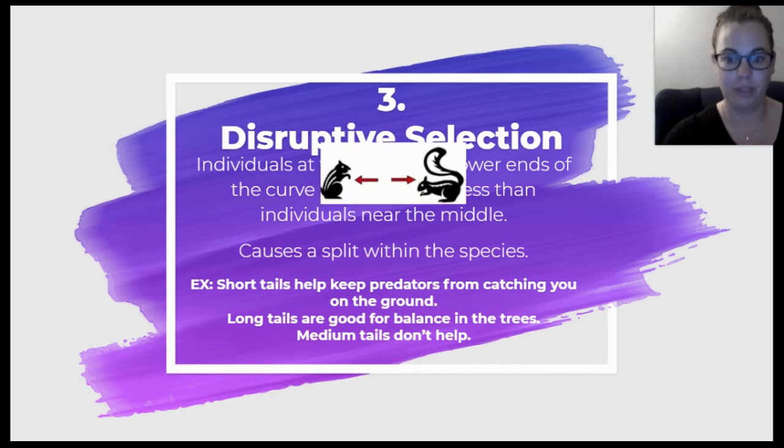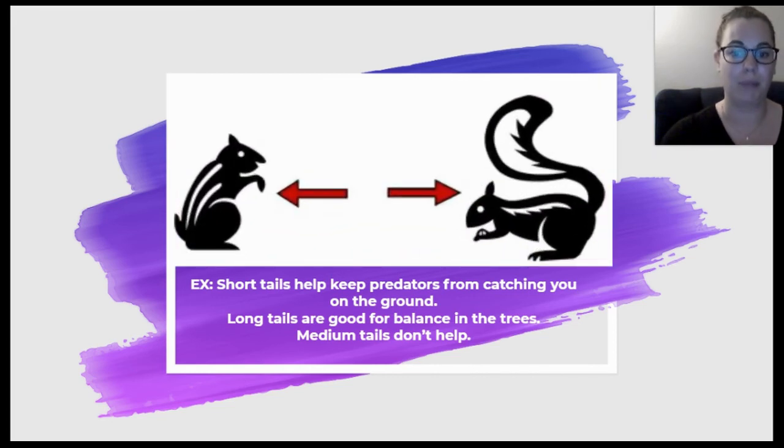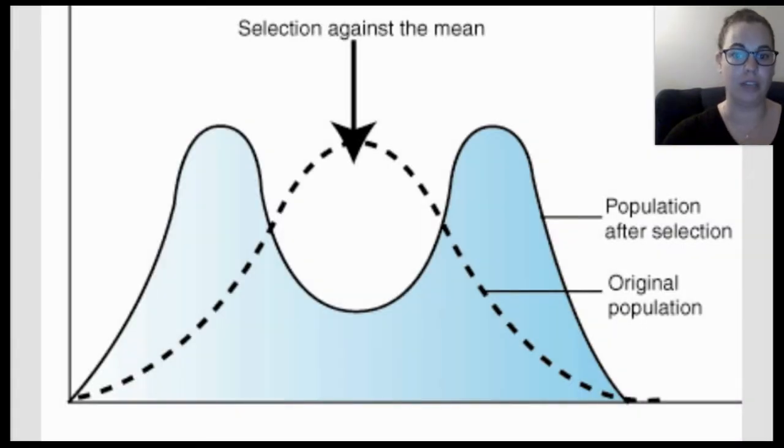An example, short tails help keep predators from catching you on the ground. Long tails are good for balance in the tree. Medium tails don't do anything. So you're going to select against medium tails, and the ones who have short tails are going to survive and reproduce. The ones with the long tails are going to survive and reproduce. And over time, you have two different populations. In your notes, you're going to draw it like this. You're going to show the selection against the mean and then the new population after selection.